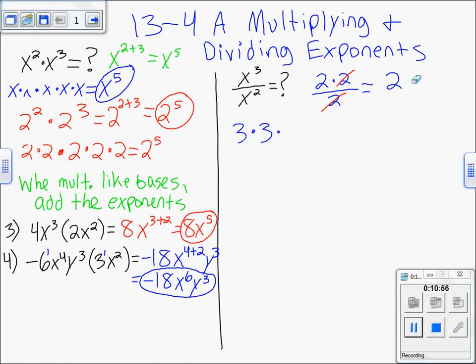Now let's try another one. So 3 times 3 times 3 times 2 divided by 2 times 3 times 3.